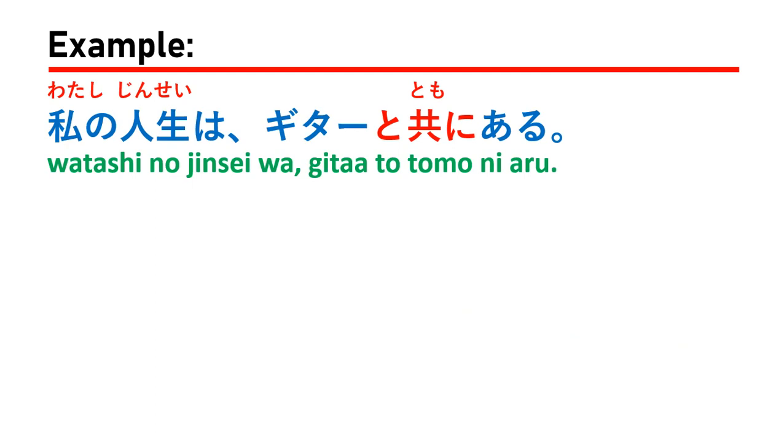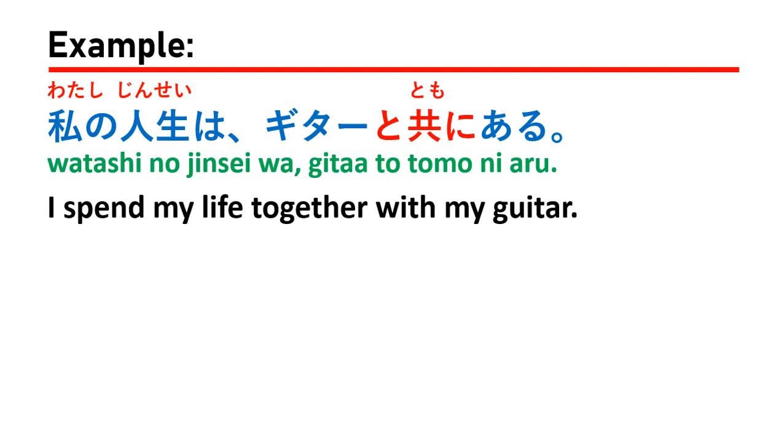The first example is 私の人生はギターと共にある, which means I spend my life together with my guitar. In this sentence, you see that they use the noun with the grammar ともに. The noun here is guitar.